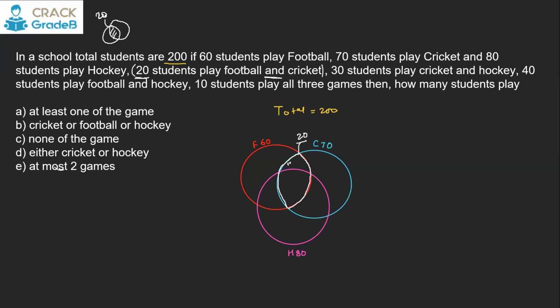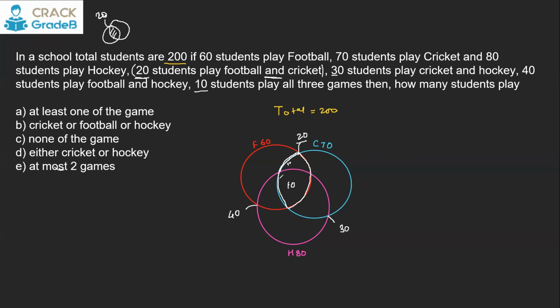Right? Similarly, 30 students play cricket and hockey. So cricket and hockey's entire intersection should be 30, and 40 is the intersection of football and hockey. So 40, we are going to write here. 10 students play all the three games. Now there is only one area which depicts all three, and this is the central area. So the 10 students should belong to all three circles. So they will come in the center like this.